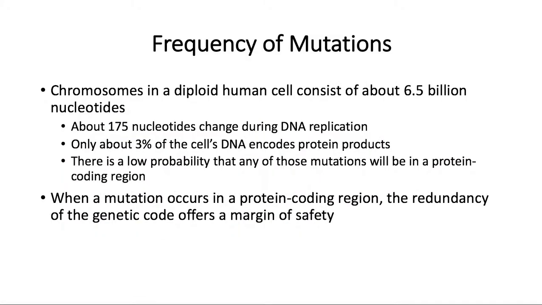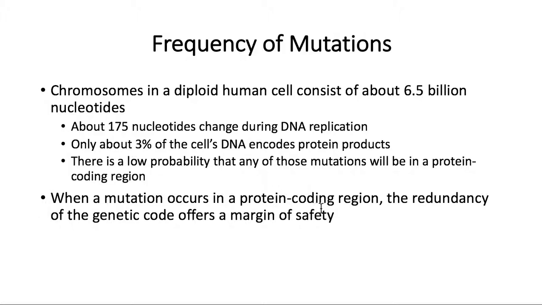Frequency of mutations. Chromosomes in a diploid human cell have about 6.5 billion nucleotides, and we make about 175 mistakes during DNA replication. And that sounds pretty bad, but it's a very small percentage. And on top of that, most of the cell's DNA doesn't actually code for protein. There's a lot of DNA that's just there as filler. We don't know what it does, but it doesn't actively code for protein. So if you make a mutation, a mistake in an area of DNA that isn't being used to make protein, then it might not actually matter. It might not actually cause an effect in the organism.